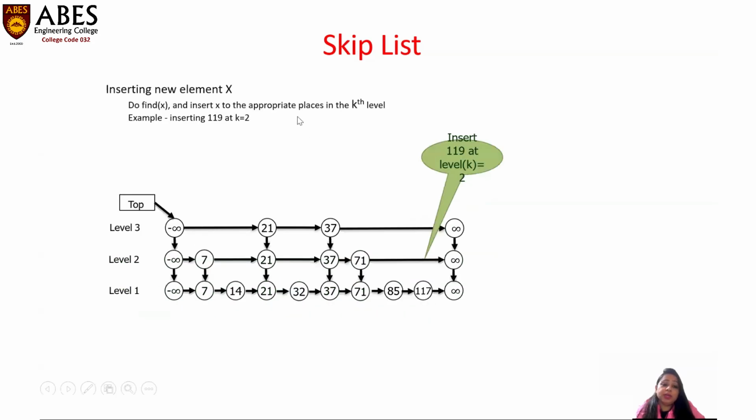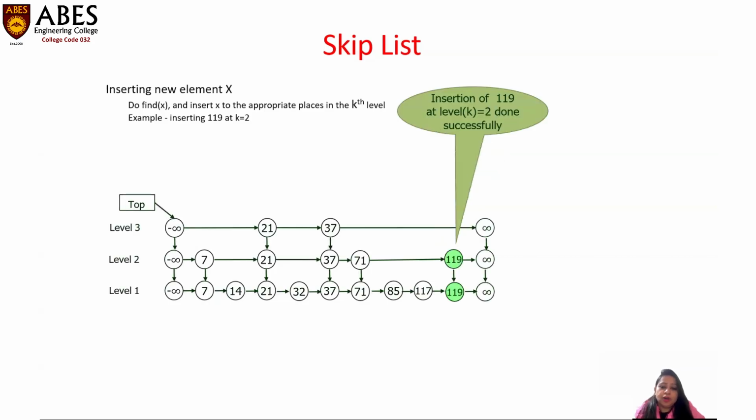Now, inserting a new element x at a particular location, or we can say at a particular level. Suppose you want to insert 119 at level 2, then you find the smallest value, then 119, and you can insert this value after 71 and before infinity. So insertion of 119 will be done at the particular level which has been defined, say level 2, and also one level below it. If we have level 0 also, then 119 will also be displayed at level 0.